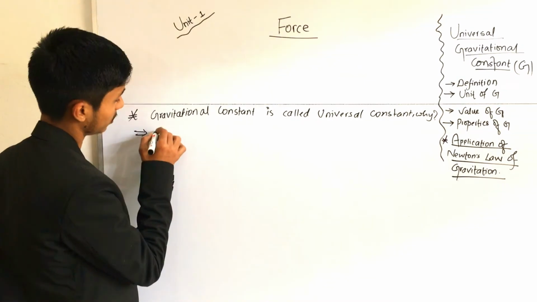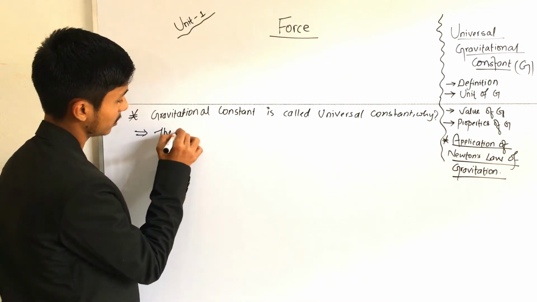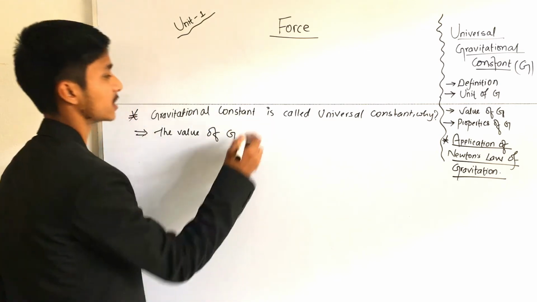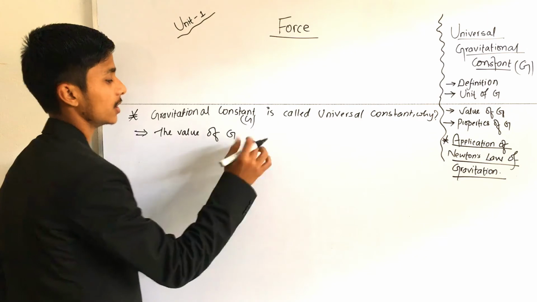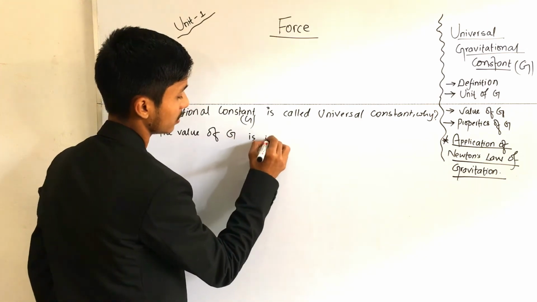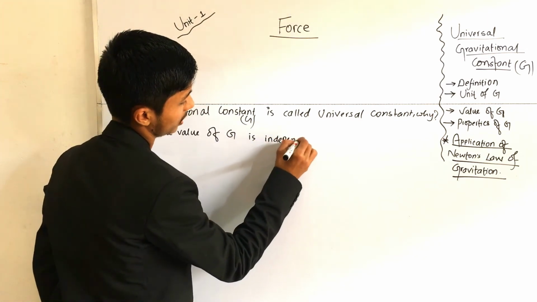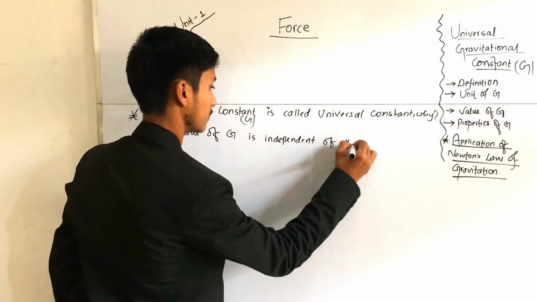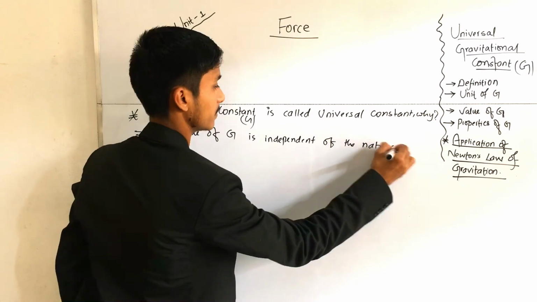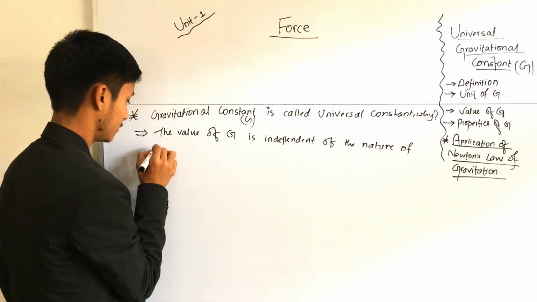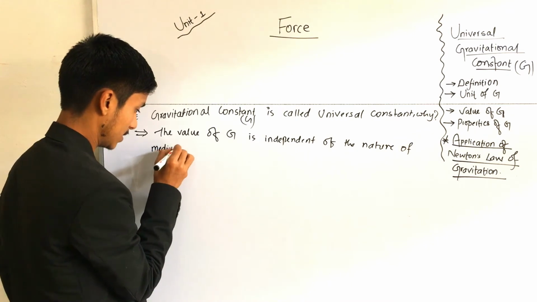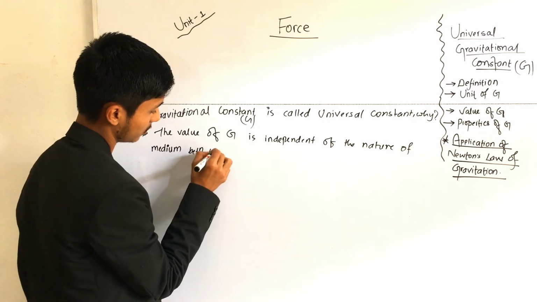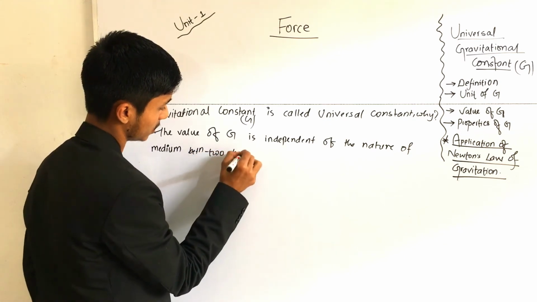Let me write clearly. The value of this universal gravitational constant, capital G, is independent of the nature of medium between two bodies.